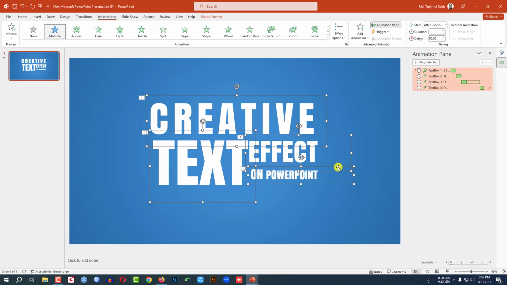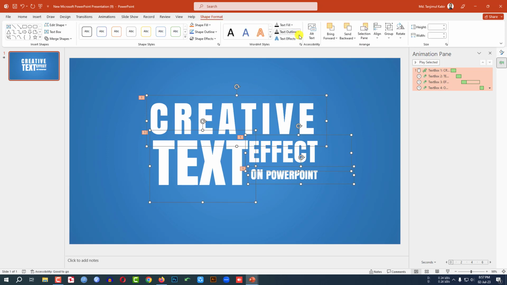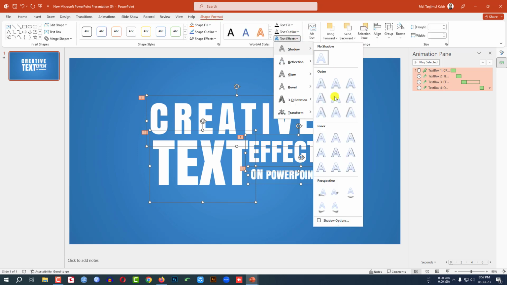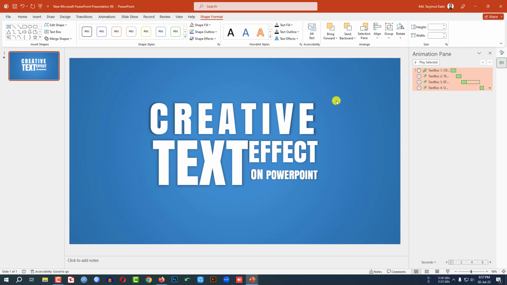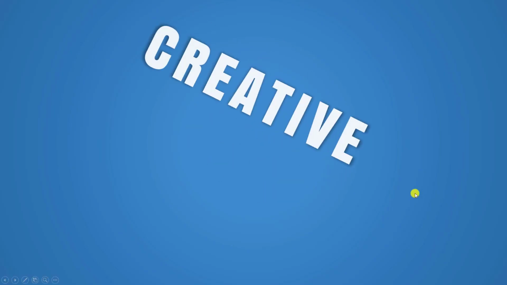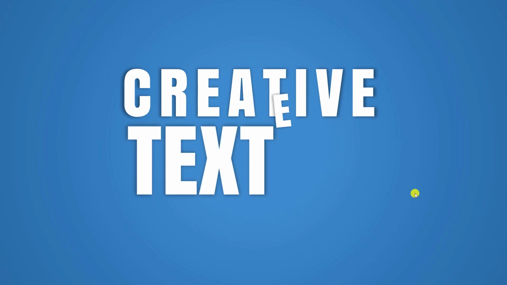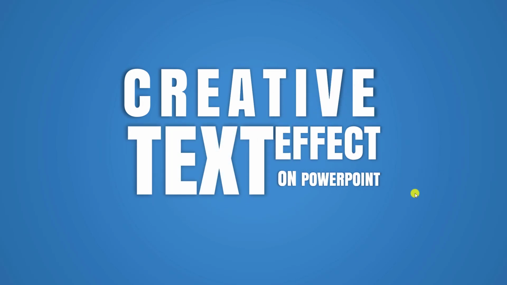Now let me press Ctrl A to select all, go to Shape Format, go to Text Effect, go to Shadow and click on Offset Center. Now let me watch the slideshow. This is perfect.